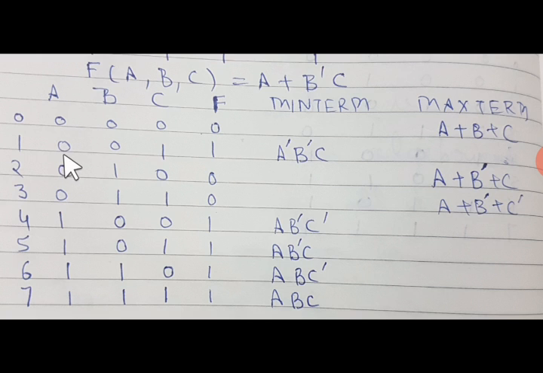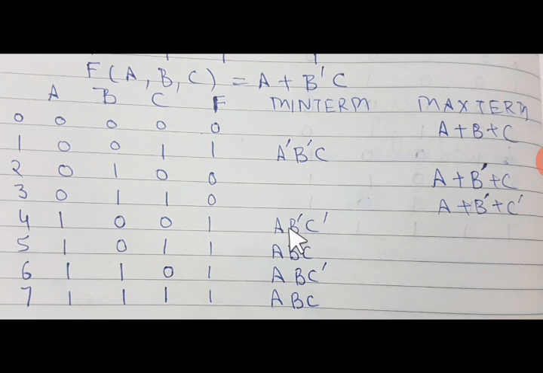So here you can see the combination is 0, 0, 1. A has the value 0, so it has been complemented. B has the value 0, so this has been complemented, and C has the value 1, so this has not been touched. Alright, after that you can see the other rows 4, 5, 6, 7.